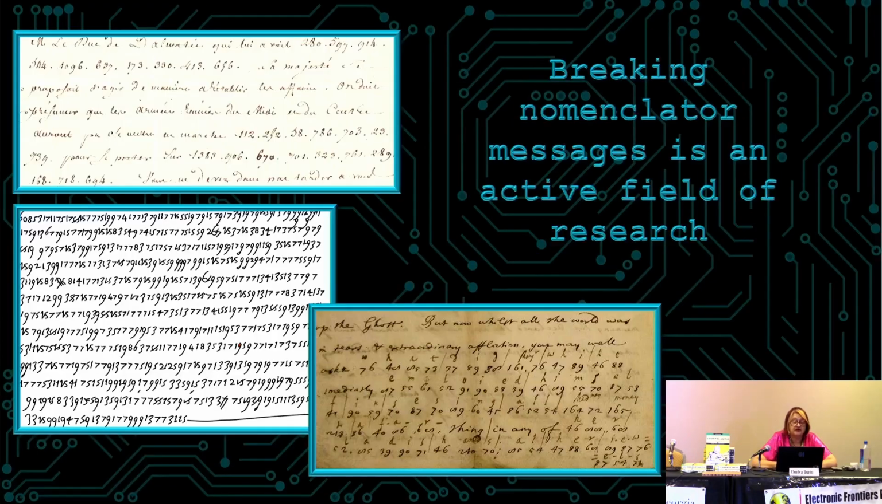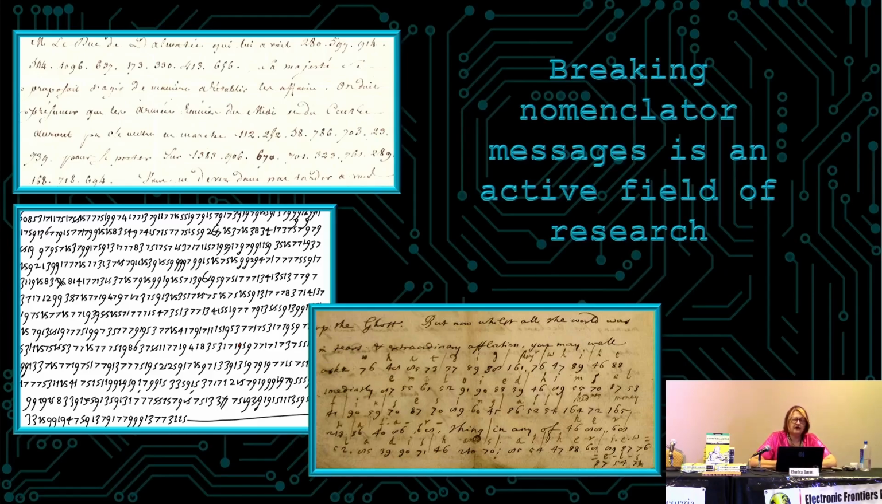All right, so breaking nomenclator messages is an active field of research. The arms race that's going on right now in trying to solve these is we have a certain number of tables that we know what they are. And sometimes we find one of these new encrypted messages, and we can go in and say, aha, we have an encrypted message. Have we found the table that encrypted this message? And if so, we can decrypt it. And if not, maybe we can recreate the table.